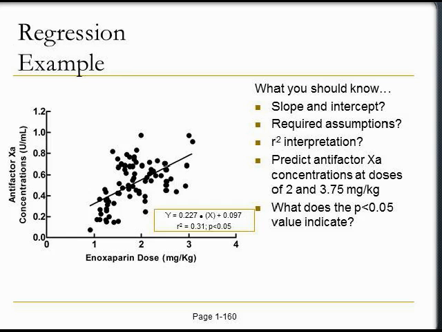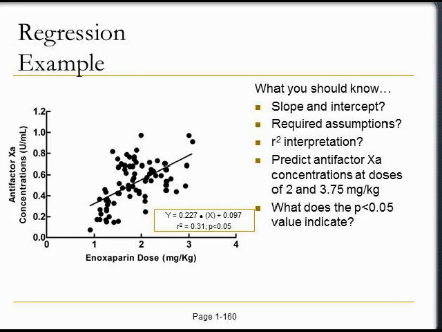We could predict from this equation of the line what anti-factor Xa concentrations we achieve with an enoxaparin dose of 2, or with an enoxaparin dose of 3.75. We could also look at it on the screen. We go up from 2 and across, a little bit over 0.4. That would be for 2.